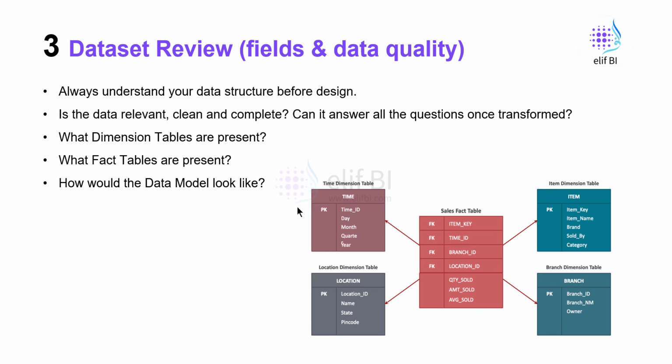And how the data model would be, for example, here you would see that in the dimension table you will have the primary key, and then those keys would be treated as foreign keys and would be used to link to the fact table, and you would have some facts and transactions. Now let's have a look at the data set.